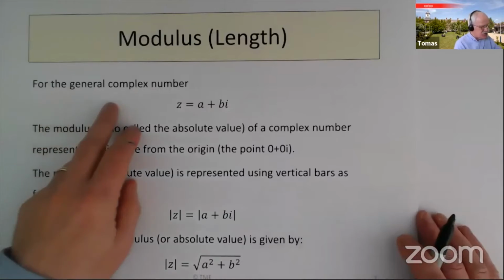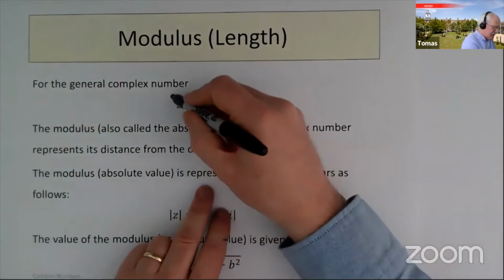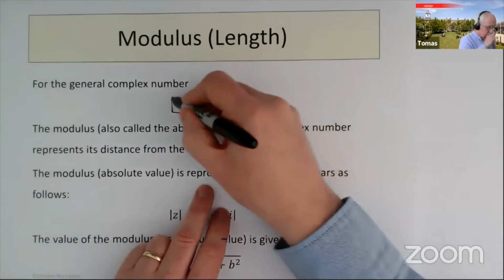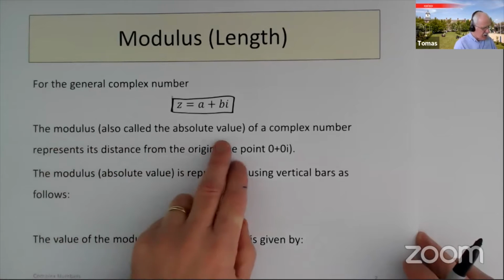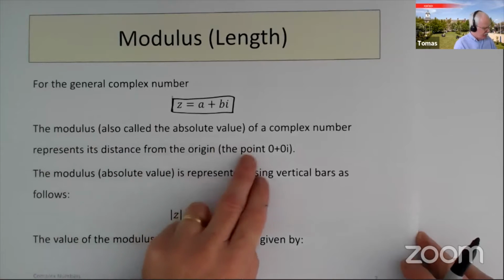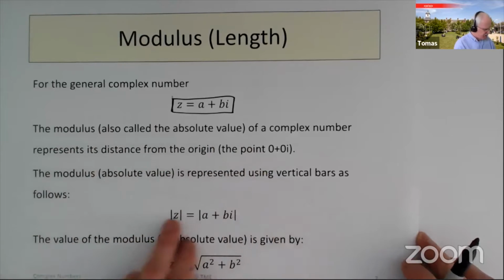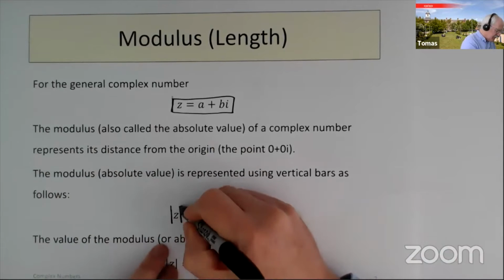So basically, the general complex number is written as this, like two parts. It's like apples and oranges, you know, anything at all. Okay. The modulus, also called the absolute value of a complex number, represents its distance. And that's put around brackets here.